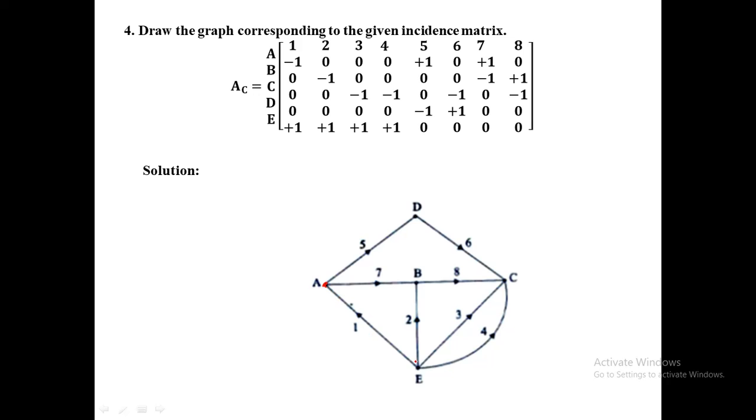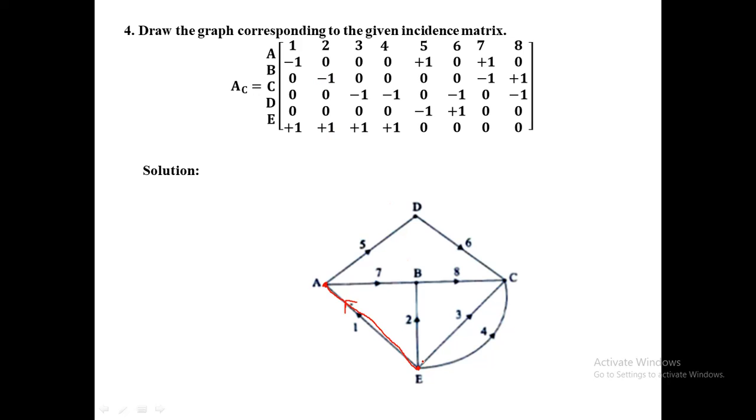A is the first node and then E is the last node. We have to mark here as E. Next, we have to draw the line and then the A value is minus 1. We can mark the arrow this direction because incoming direction is minus 1. Next column is B value is minus 1, E value is plus 1.